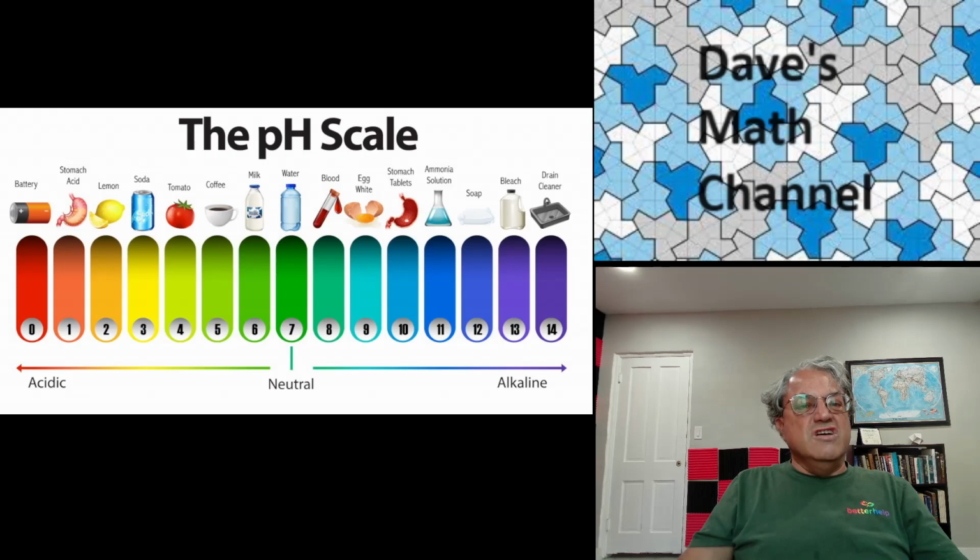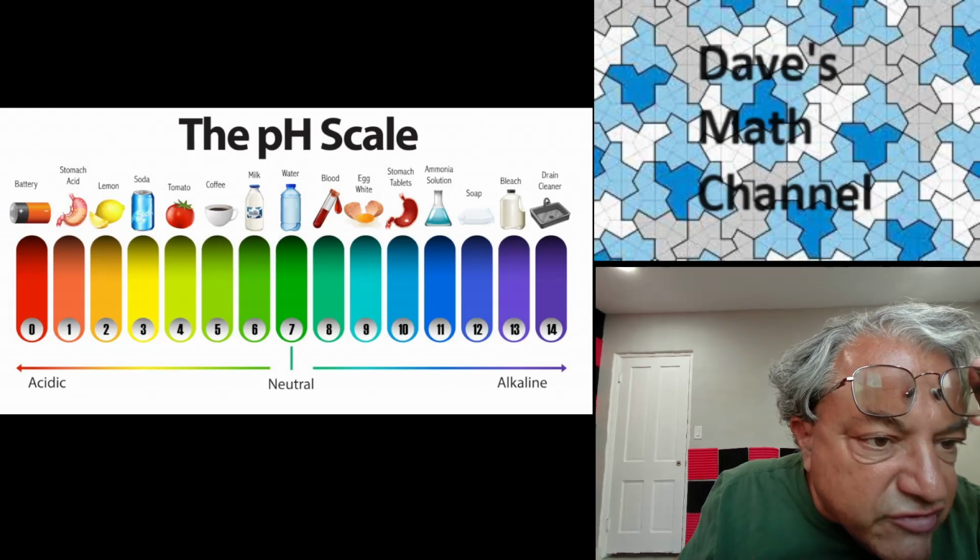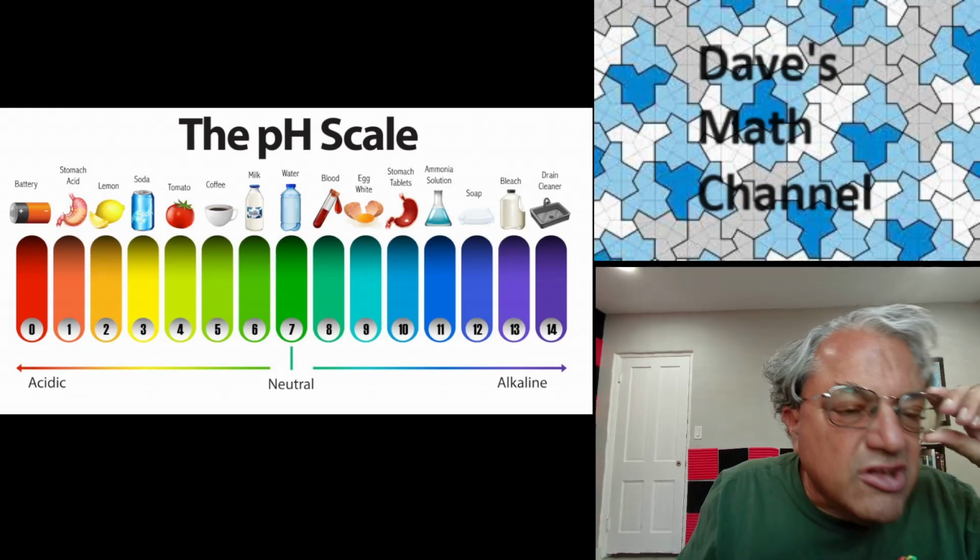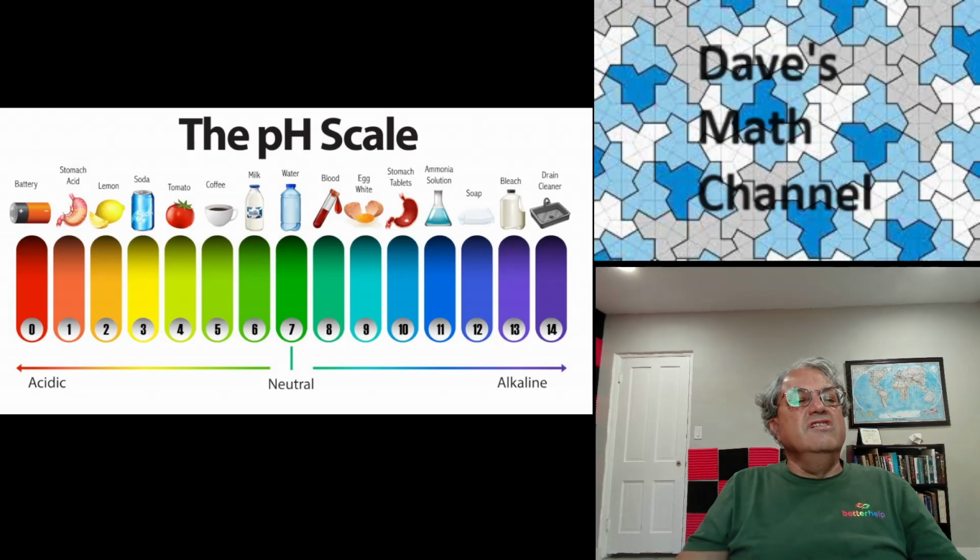I'll get to this later, but your blood has a very well regulated pH, and you don't want it to get outside of that very tight range between about 7.3 and 7.4. But it is slightly basic. And then what else you got? pH of 8, I guess egg. Yeah, egg yolk is basic.